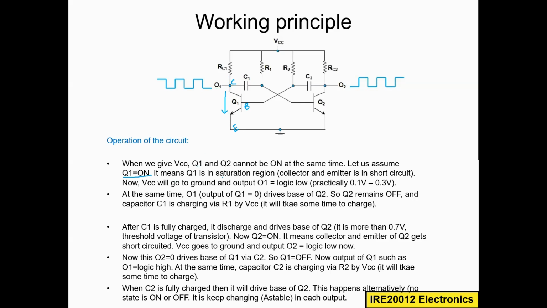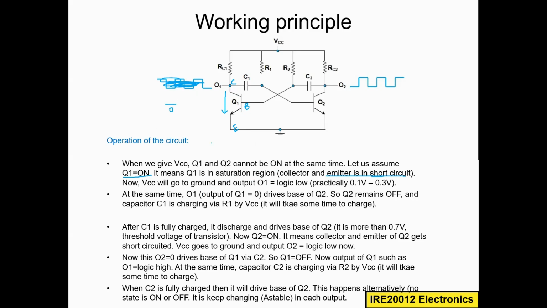It means Q1 is in the saturation region. Q1 is in the saturation region. It means collector and emitter are short circuited. So now VCC will go to ground and output O1 is logic low. Let us just forget this graph. We will make our new graph. So now the output is logic 0.